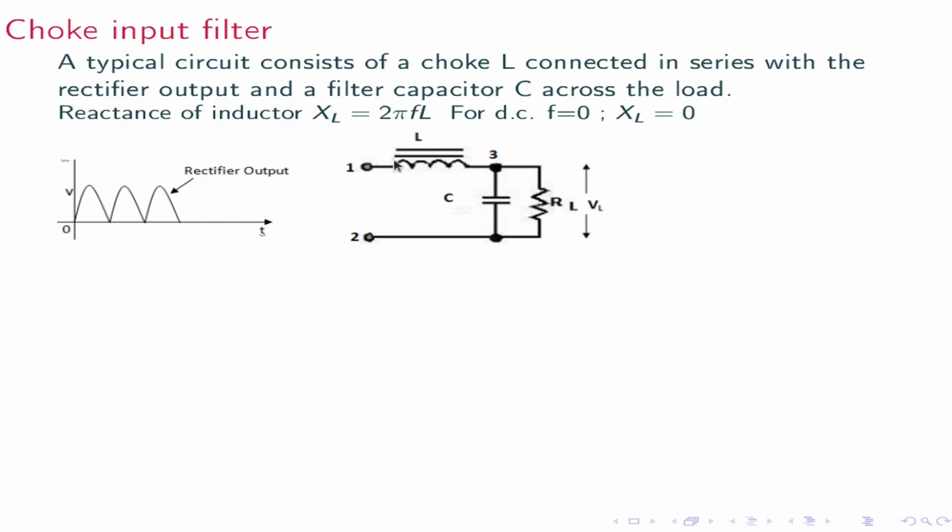The inductor allows DC to pass and offers very high reactance to AC. Therefore, most of the component reaching point 3 will be dominated by direct current, and the AC component at point 3 will be bypassed by the capacitor C. Therefore, what we are getting through the load is dominated by DC. The output is looking like this. This is almost a perfect direct current.